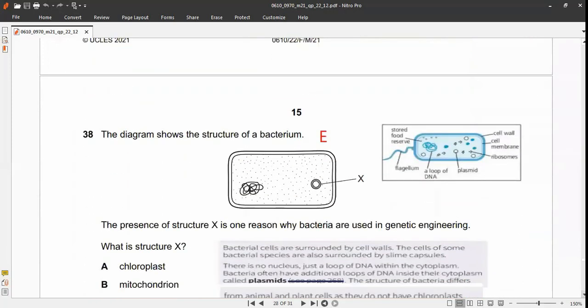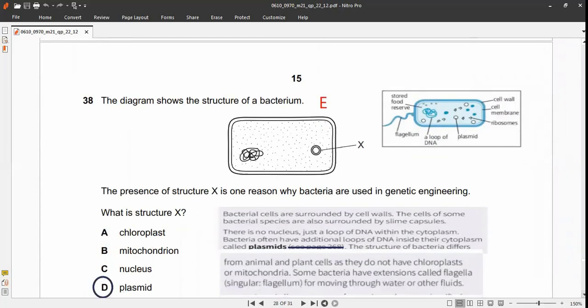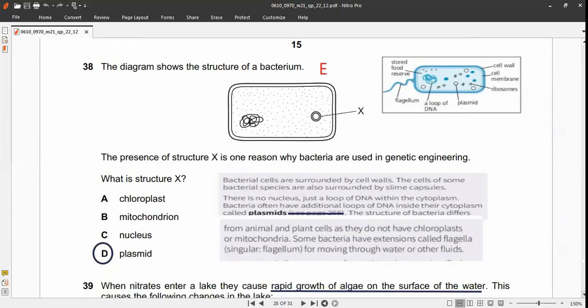The diagram shows the structure of a bacterium. The presence of structure X is one reason why bacteria are used in genetic engineering. What is structure X? Bacteria cells are surrounded by a cell wall. The cells of some bacterial species are also surrounded by a slime capsule. There is no nucleus, just a loop of DNA within the cytoplasm. Bacteria often have additional loops of DNA inside their cytoplasm called plasmids.